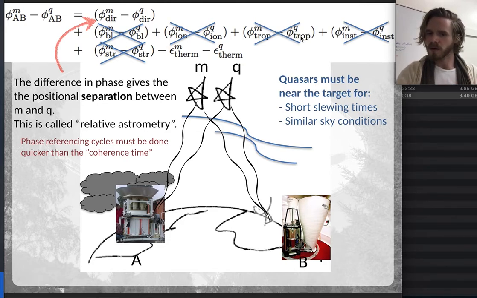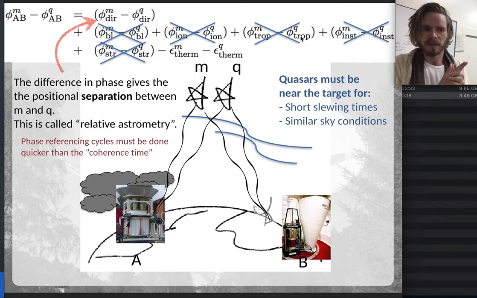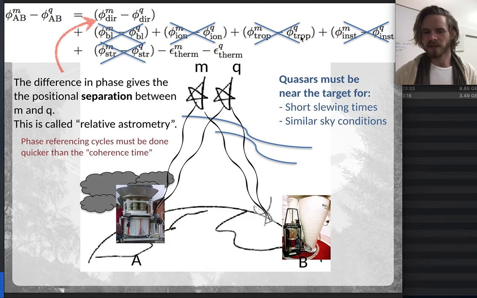So the higher frequency you go with your observations as well, the more quickly the troposphere changes. So the more quickly you have to do this fast switching between the sources. Just to give a few examples, at C-band, the frequency of the antenna, the coherence time in decent weather is a good couple of minutes, like five minutes, maybe even 10 minutes if you're super lucky. It depends on things like weather, but we're talking minutes time scale.